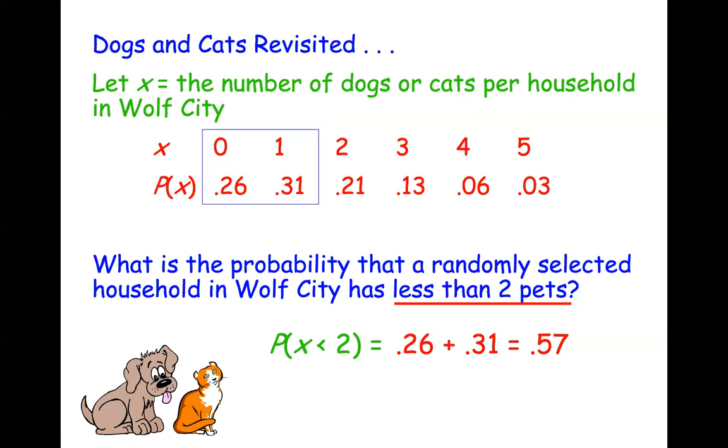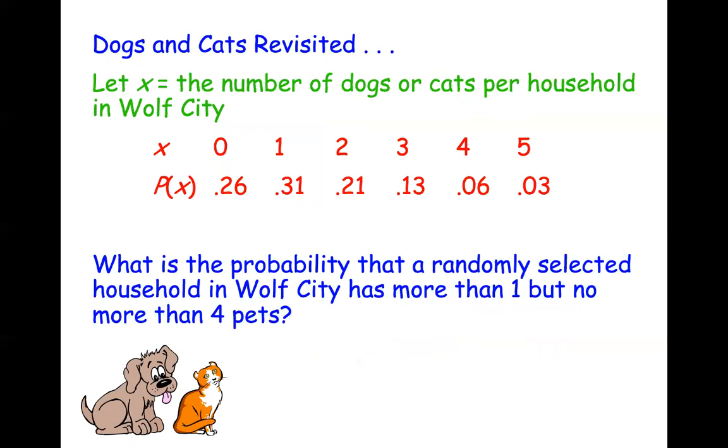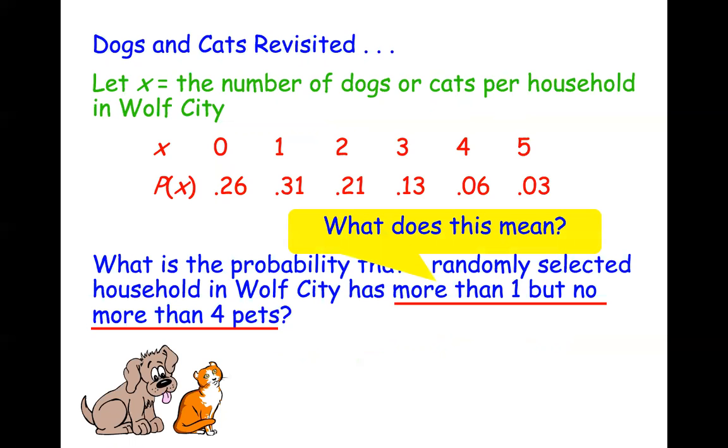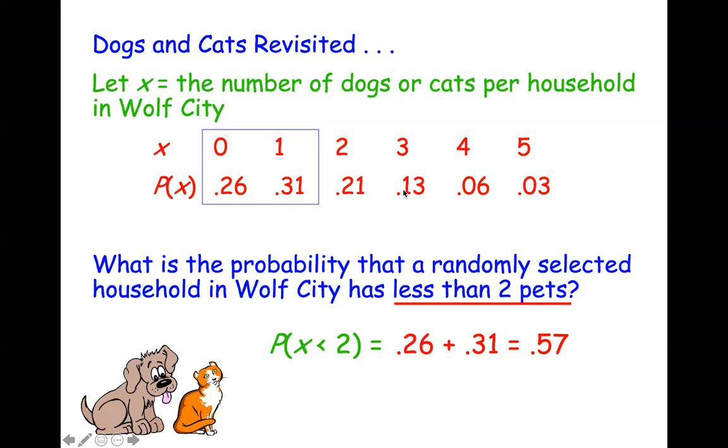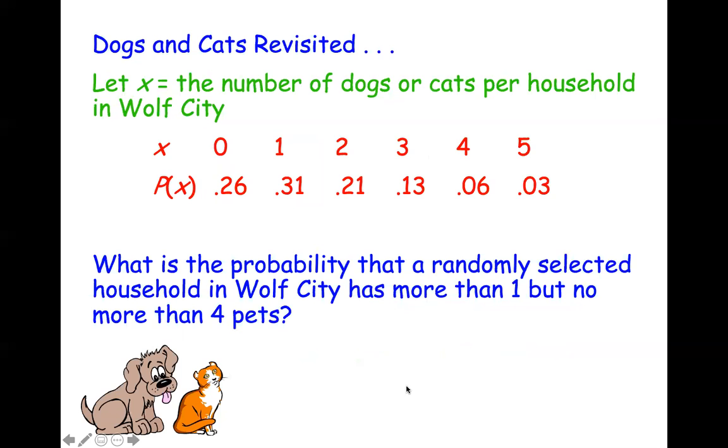All right, let's try one more. This one says, what is the probability that a randomly selected household in Wolf City has more than 1, but no more than 4? More than 1, but no more than 4. So kind of do what I did in the last example, right? Look at which X values satisfy what the problem is asking, and then add those probabilities. All right, so try this one out, and let's see if we get it.